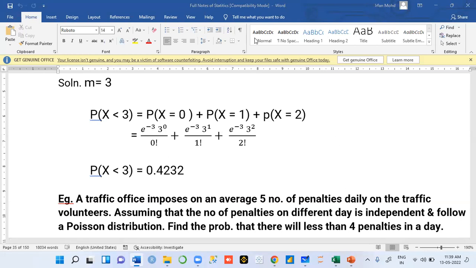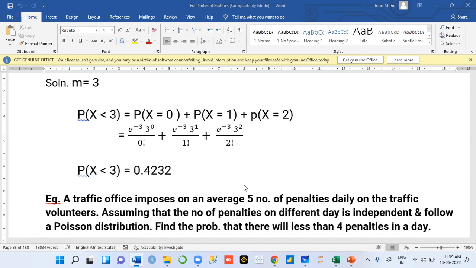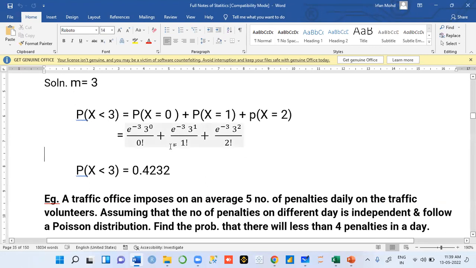Anisha, are you able to solve? Yes, sir. Sir, if I'm not wrong, lambda is 5, x is 4, I'm thinking. Less than 4 means? X value. How many x values? 4, sir. 0, 1, 2, 3, 4.